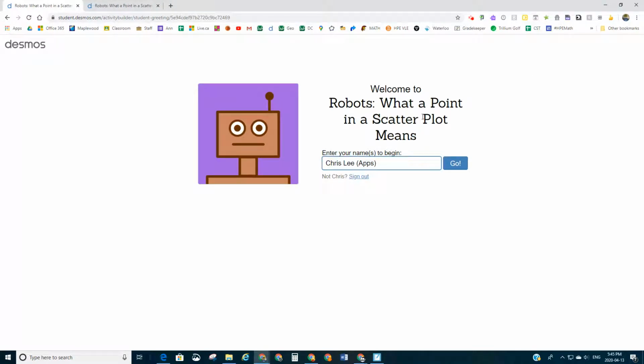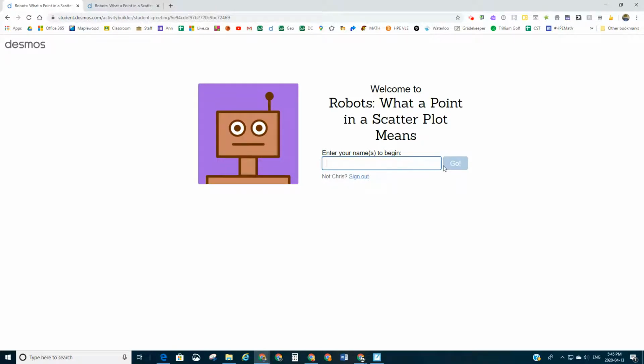Okay, my name automatically pops up because I'm signed into my Google Apps account. Yours might be blank or your name will pop up. Okay, but I'd like you to type your name in here, first and last name, and then push go. Please put in your first and last name so I can know who's who. And don't put in a silly name or anything like that. I need something that I'll be able to check your progress and make sure that everything's going well. Okay, so you'll put in your name and push go.